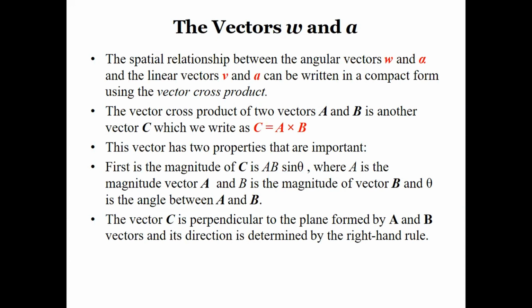So wherever there are A and B, that plane has a perpendicular, and the vector C is in the direction of that perpendicular. Its direction is always determined by the right-hand rule, which says we go from A to B. As we go from A to B, our right-hand fingers are going to point in the direction of rotation, and then the pointed thumb will be showing the direction of the vector C.